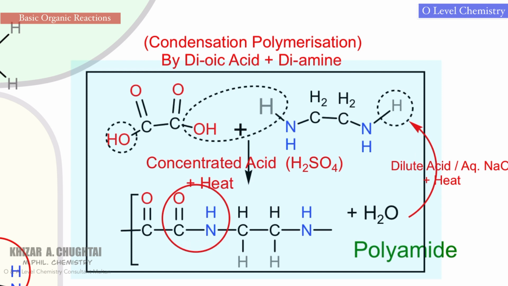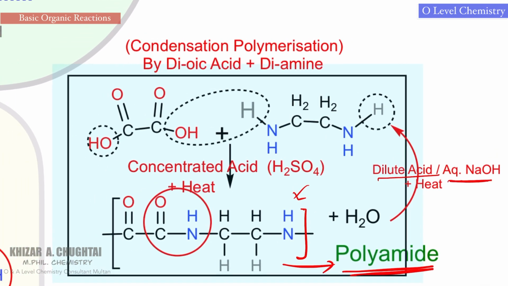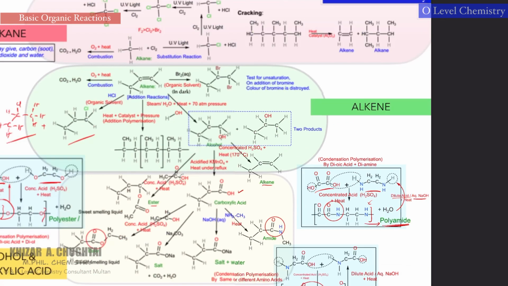Once again, this compound, this polyamide, can be reversed by heating with dilute acid or by heating with aqueous NaOH, and they will change back into the original reactants, dioic acid and diamine.